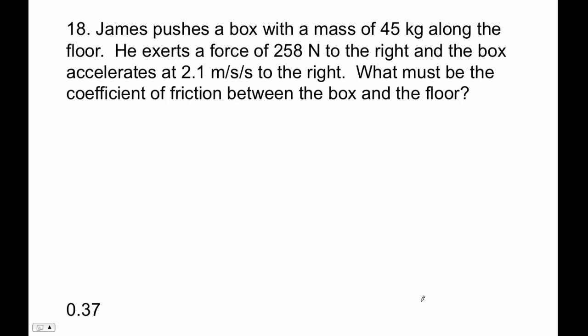James pushes a box with a mass of 45 kilograms along the floor. He exerts a force of 258 newtons. The box accelerates to the right. What must be the coefficient? This is devilishly tricky, right?